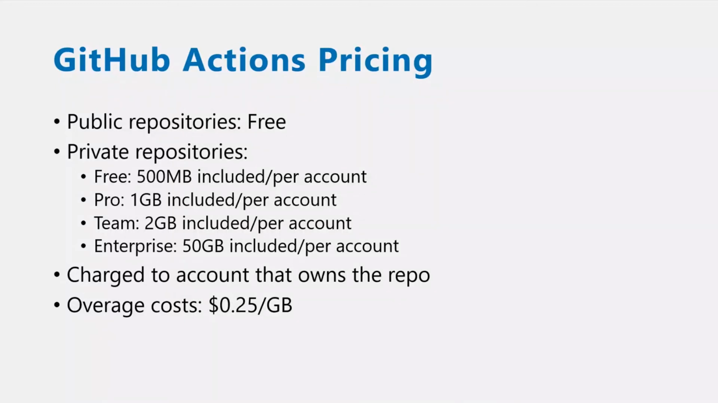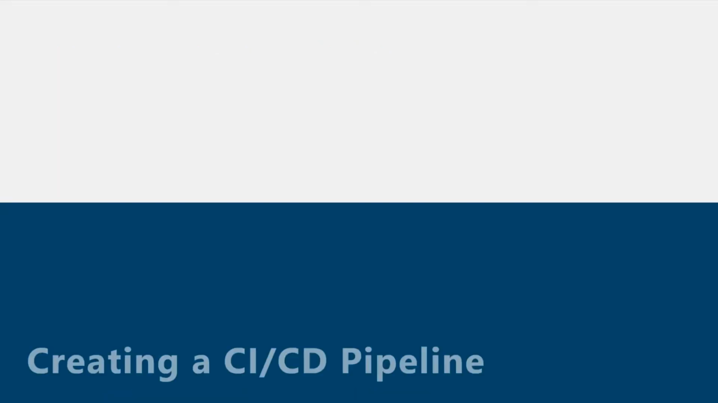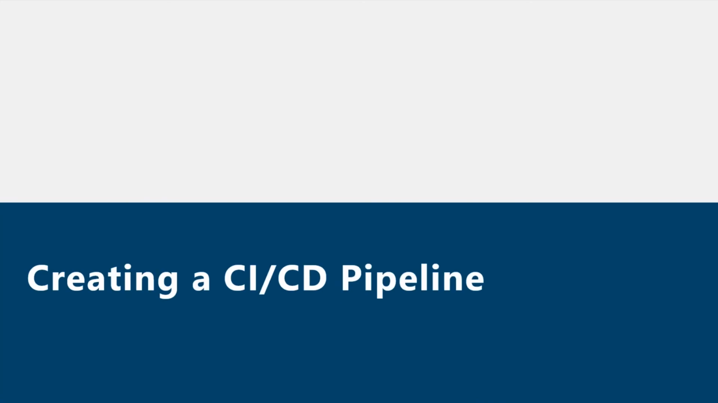Overage costs are about 25 cents per gigabyte. A lot of times you're not really going to want to store a lot of artifacts in there. You'll probably take those artifacts out and put them somewhere else, like an S3 bucket or a storage account on Azure, to be able to store and access them later. So as far as the pricing goes and what's included, I think it's relatively reasonable. I don't think you're really going to run into much there. All right, cool. Well, enough talk.